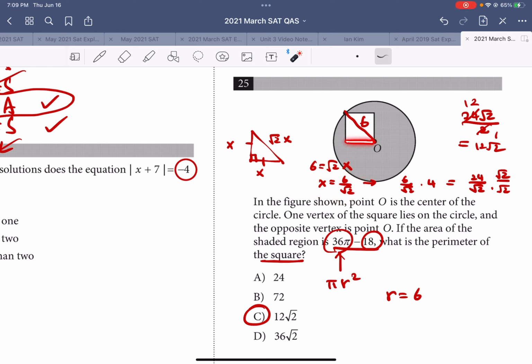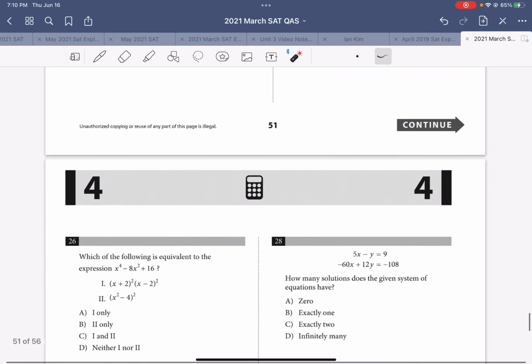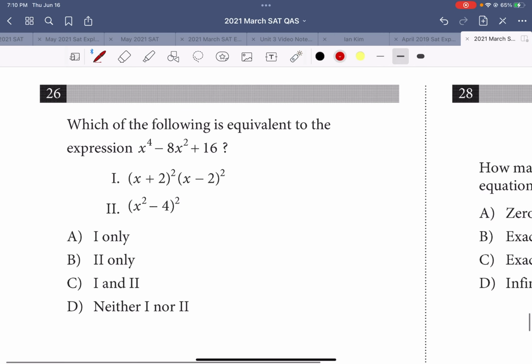That means that this side is 6 root 2, 6 root 2, 6 root 2, 6 root 2. So I multiply by 4 for the perimeter, and then rationalize by multiplying root 2 top and bottom, then you get 12 root 2. Okay, so that's how I'm going to compute. Now, let's move on. Number 26.